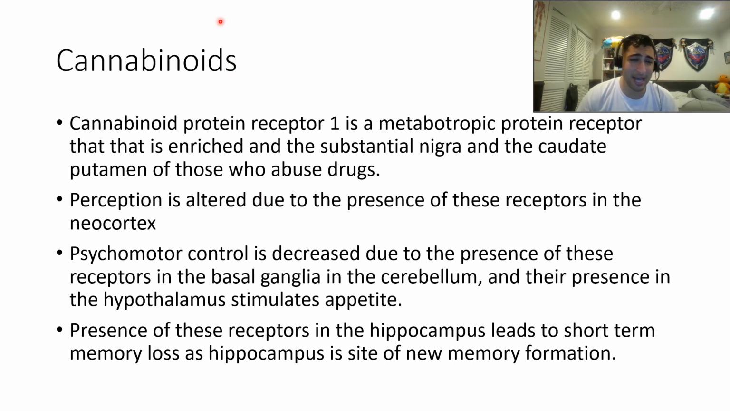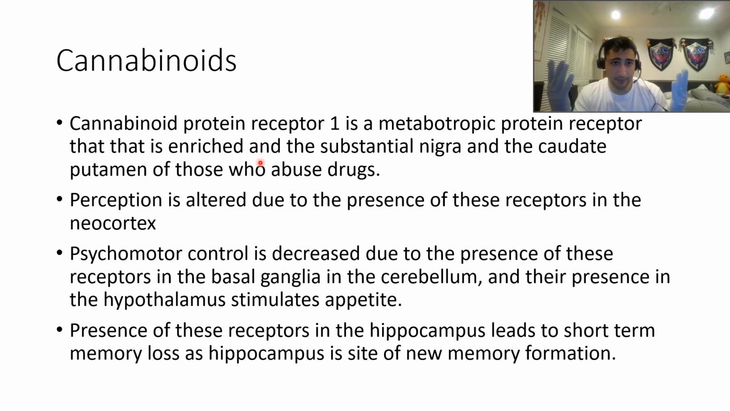Last but not least, cannabinoids, everyone's favorite drug. So the cannabinoid receptor 1 is a metabotropic receptor that is enriched in the substantia nigra and the caudate putamen of those who abuse drugs. So this receptor happens to be enriched in those who abuse drugs, so it may or may not make them more predisposed to abusing cannabis or other drugs as well.